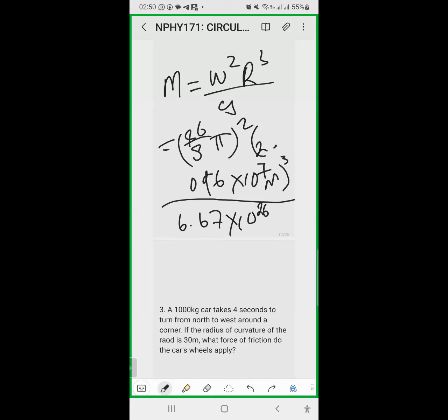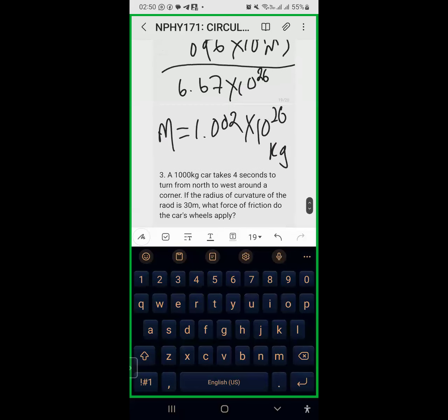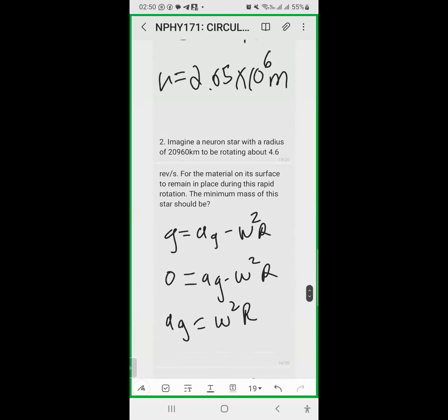And then we're gonna get that the mass is 1.002 times 10 to the power 26 kg. Perfect. And that's how we find the mass, as required. So this is the minimum mass of this star.